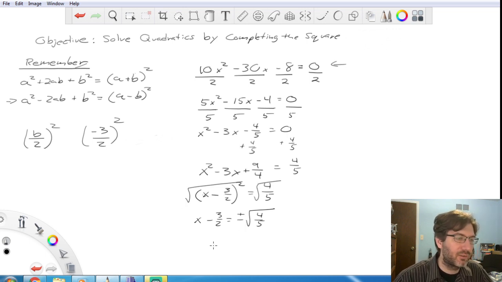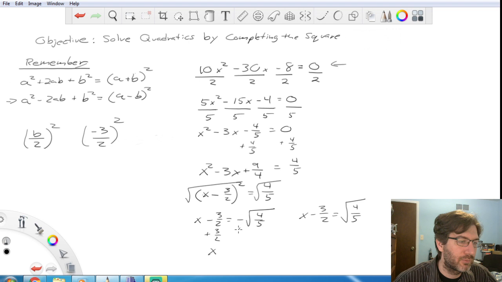But you are going to use a calculator for this, and I'll pull my calculator up and show you how to plug it all in. Over here, we'll put the negative version here, and we'll put the positive version here. So we have x minus 3/2 equals the square root of 4/5. Then you're going to solve like you normally do. So we're going to add 3/2 here, and you're going to be left with x, but we're going to add 3/2 to this one as well.